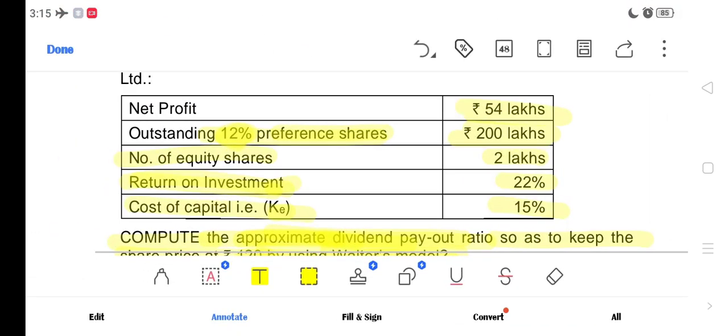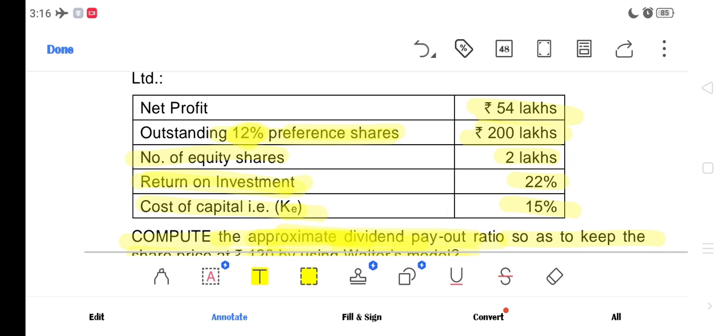For earnings, earnings available to equity shareholders divided by the number of shares gives you EPS, right? I assume you know the formulas, so I'll just explain a little bit and not go deep. Net profit after paying the preference dividend is the earnings available to the equity shareholders. If you divide by the number of shares, you get earnings per share, right?